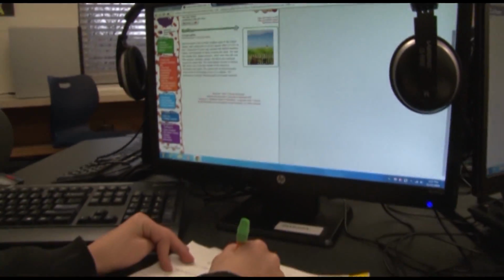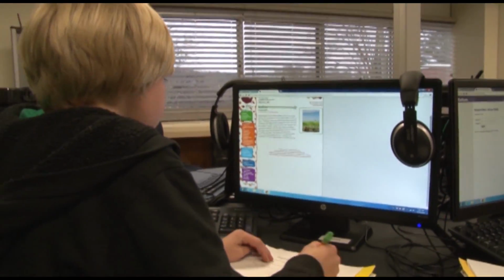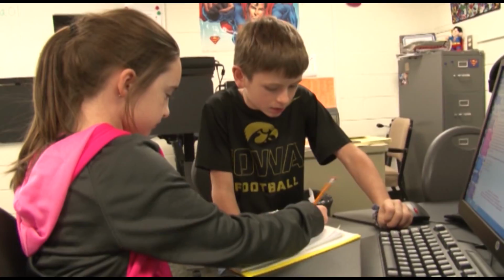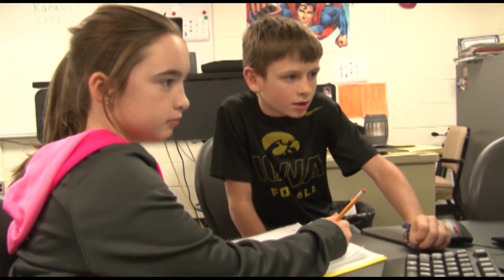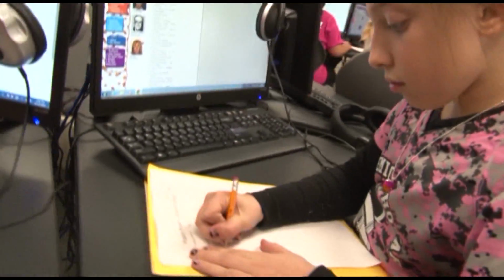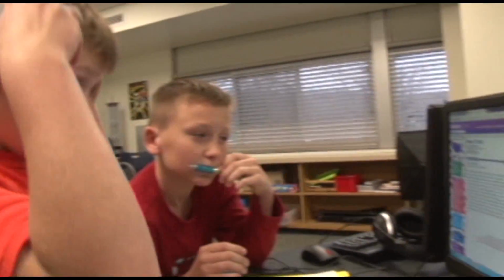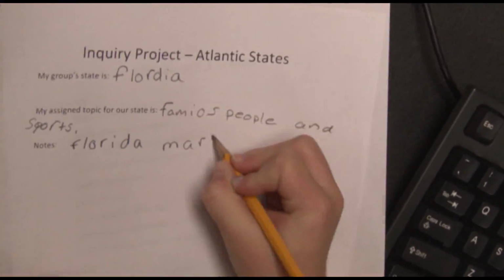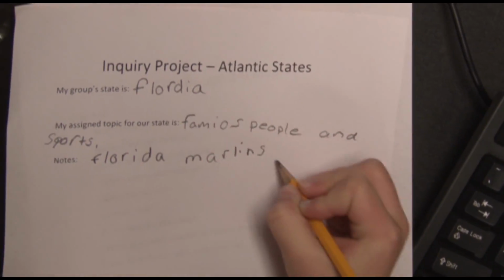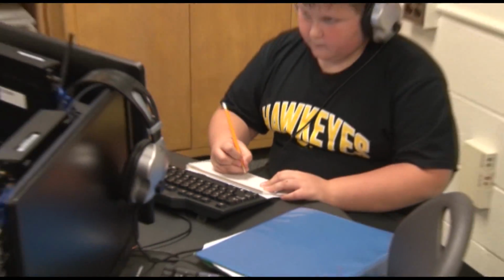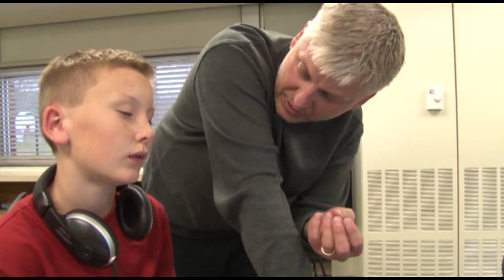What we're doing is we started with language arts, and our inquiry project for Unit 3 for 4th grade is what defines the Atlantic states. However, we're also going to be integrating social studies. In social studies, we're talking about the regions of the United States, and we happen to be doing the Northeast region and the Southeast region, which is part of the Atlantic states.